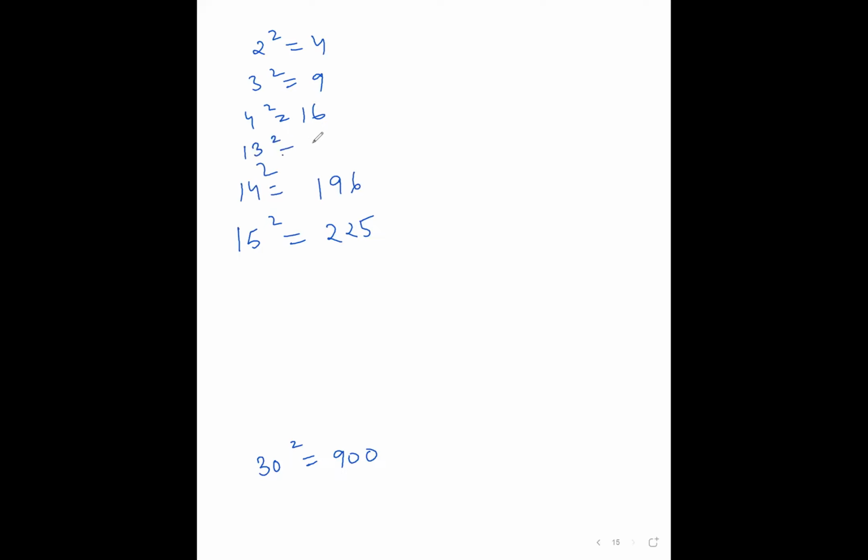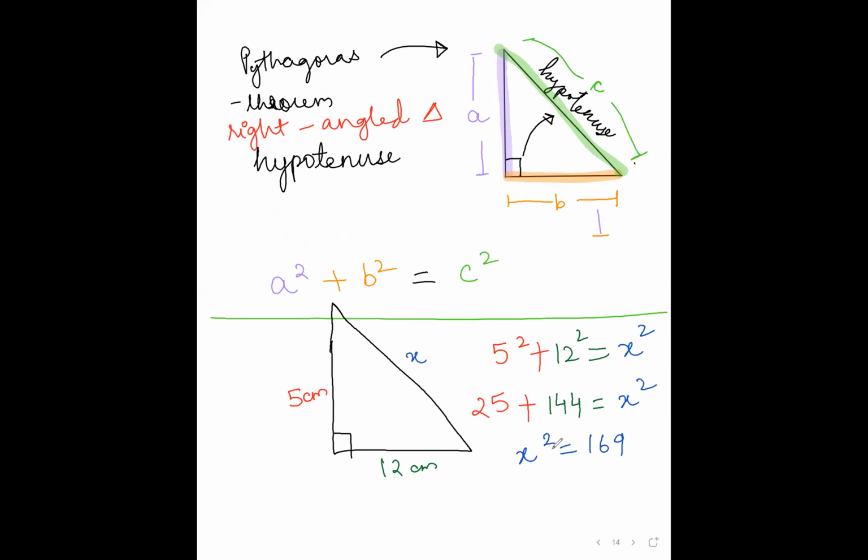So 13 square is 169. So here x will be 13. If you want, you can check it out by yourself. 13 13s are 169.